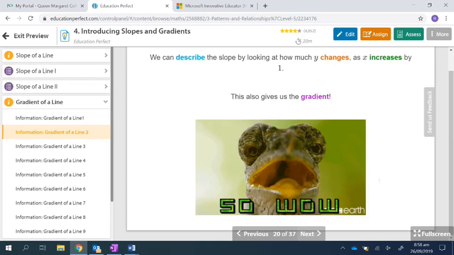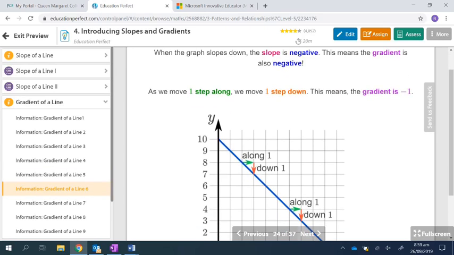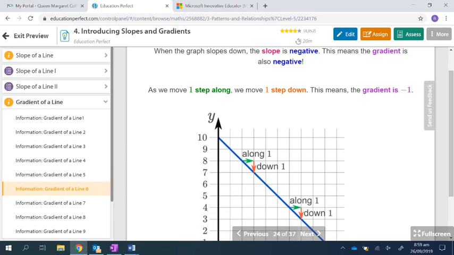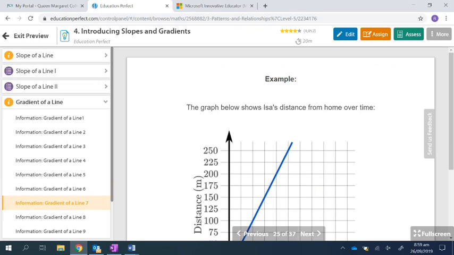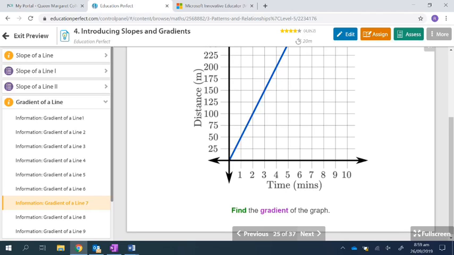Again, gradient is the same thing as slope, so it can be found exactly the same way using the counting method. When you're moving down, what kind of gradient are you going to get, positive or negative? Negative. Good. When you're moving up, you're going to get a positive. Good. All right, well, then that concludes the lesson. Let's do some work together.